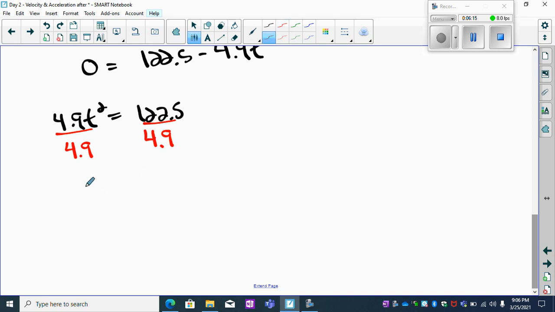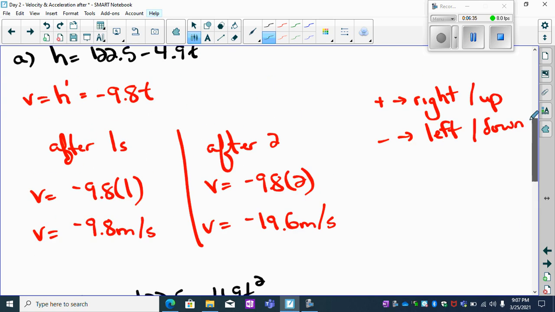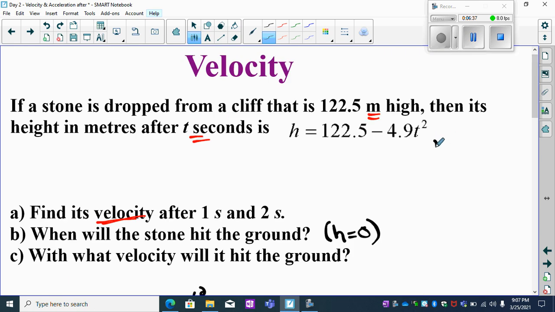Okay. You'd have t squared equals 25. All right. And then take the square root of both sides, and we end up with t equal to plus or minus 5. Now, in this particular question, it didn't give us the constraint, okay? But a lot of times they tell us with these, you'll see this.